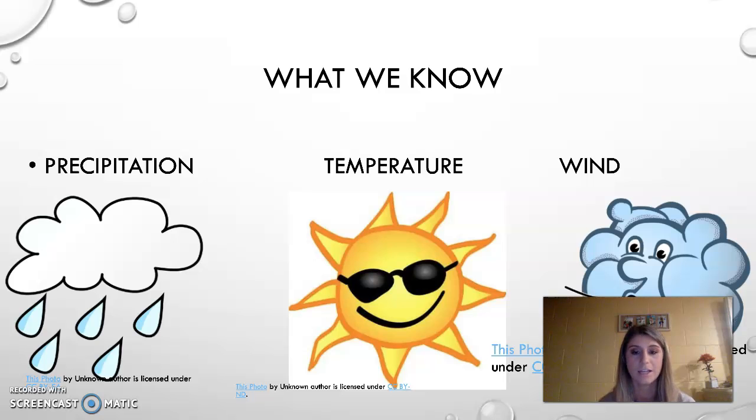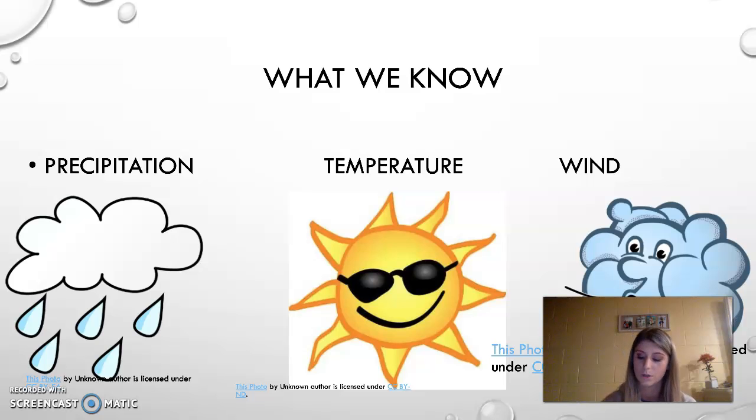But I chose rain. For temperature, I chose the sun because it is what makes us warm, and warm weather is my favorite. You could have chosen something to describe cold weather, like a snowflake, but I chose the sun. And for wind, I did a little cloud blowing air because we're going to learn that wind is air that is blown through the earth.